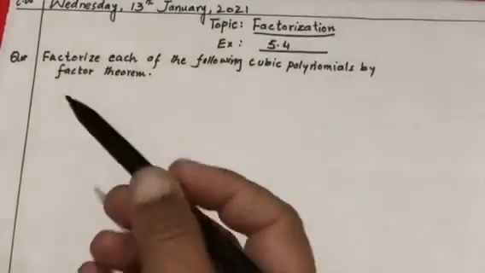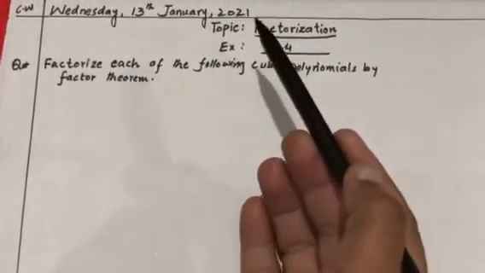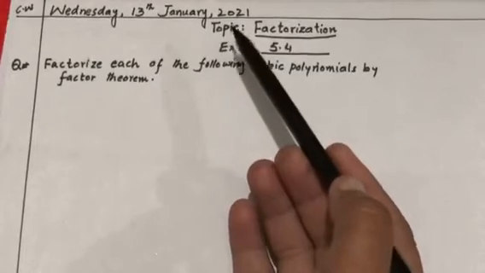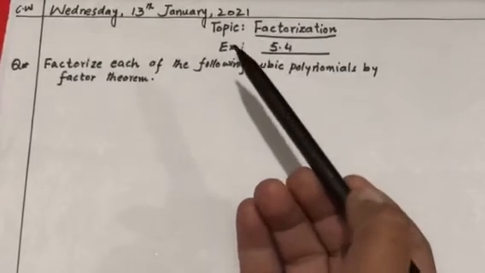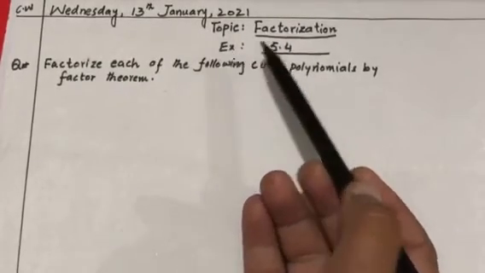Today is Wednesday, 13th January 2021. Today the topic is factorization. Today we are going to solve exercise 5.4.